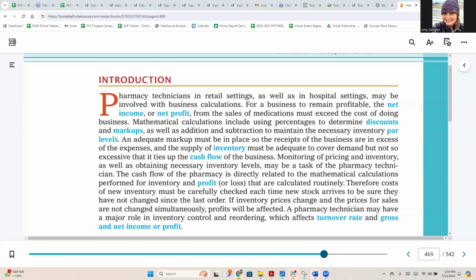Therefore, costs of new inventory must be carefully checked each time new stock arrives to be sure they have not changed since the last order. If inventory prices change and the prices for sales are not changed simultaneously, profits will be affected. A pharmacy technician may have a major role in inventory control and reordering, which affects turnover rate and gross and net income and profit.